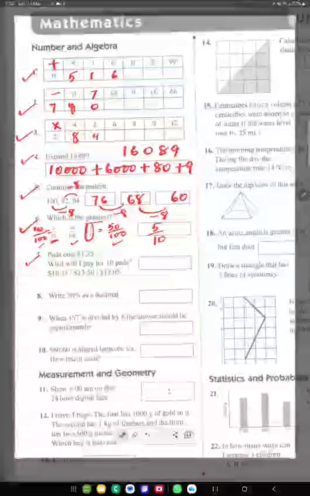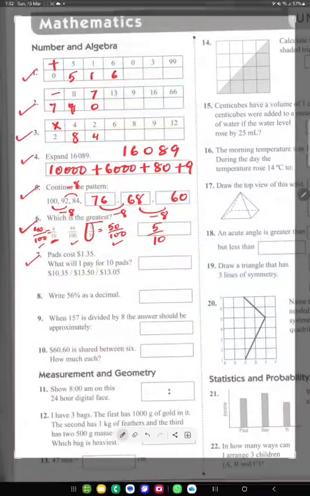Question 7. Pads cost $1.35. What will I pay for 10 pads? You just need to do 1.35 times 10. And times 10 is really easy. You just grab the point and put it between 3 and 5. Just push it one place to the right.